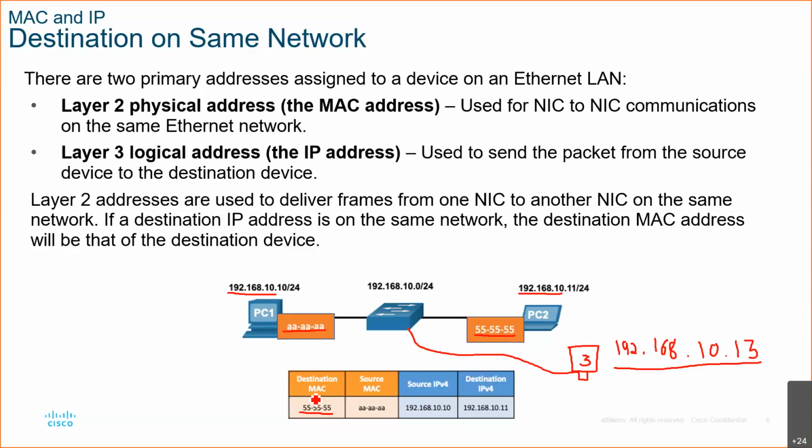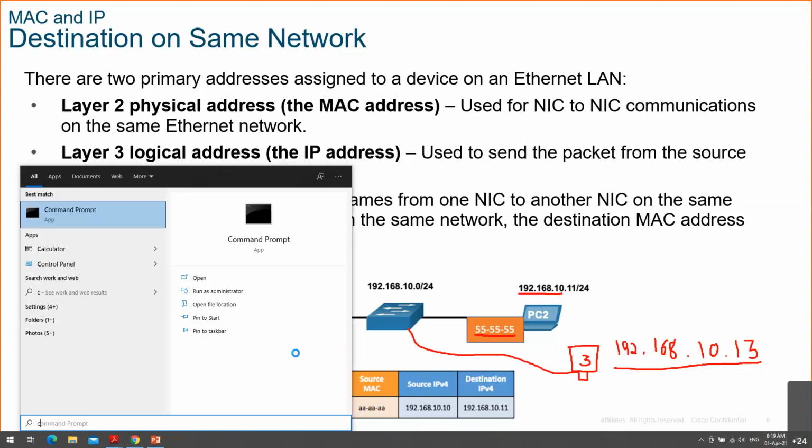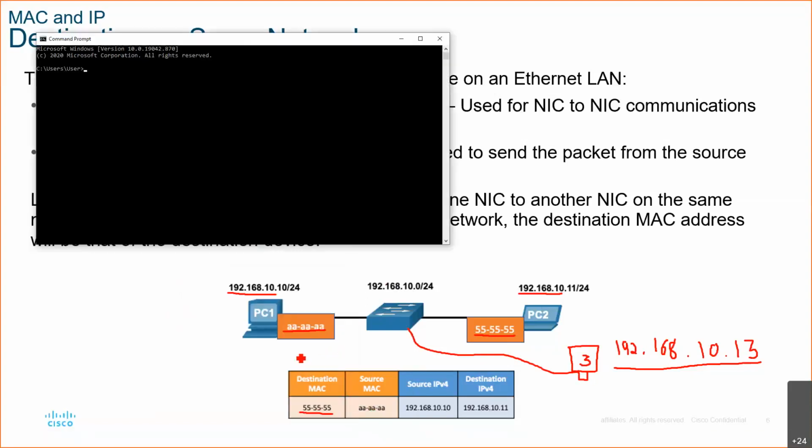So what you can do actually, every PC has got an ARP table. You can actually go and run the command. You can do it right now itself. Just go and run this command, arp /a, press enter.